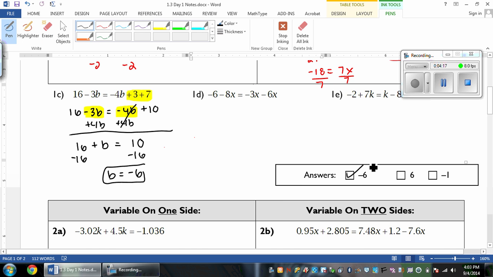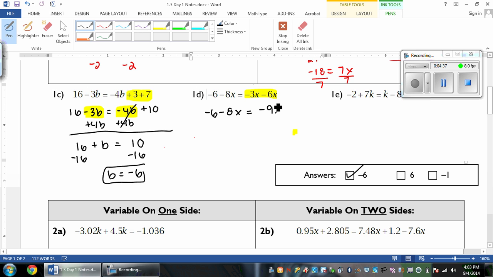Alright, let's go ahead and do 1D. Now I'm going to try. Alright, the first thing I have to do again, try to see if you can simplify. And if you notice, you have like terms on the right-hand side. So I'm going to combine those. So I have negative 6 minus 8x is equal to negative 9x.